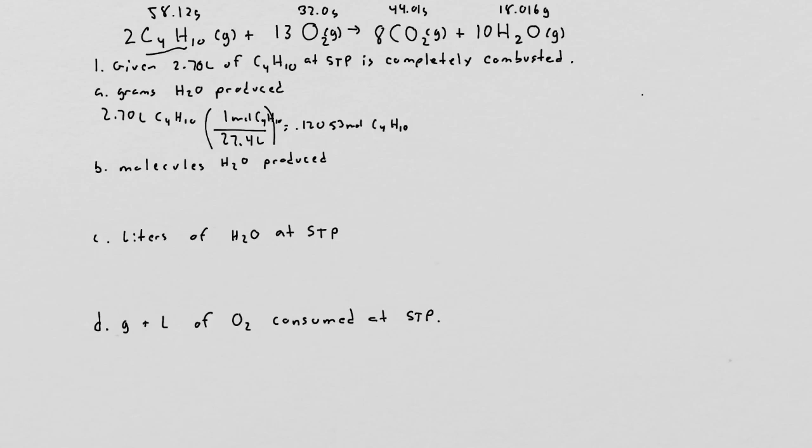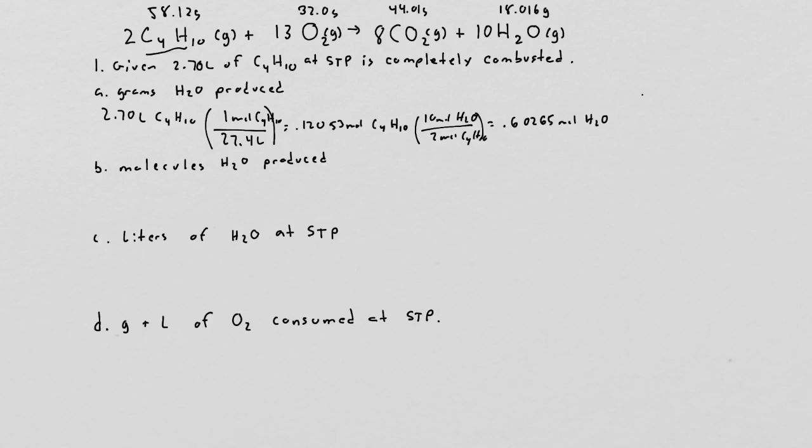So the first question is, how many grams of H2O are produced? Well, the ratio of moles of C4H10 to water is a 2 to 10 ratio. So for every 2 moles of C4H10, I get 10 moles of water. And basically, that's 10 over 2. I'm basically multiplying this number by 5. And when I do that, I get 0.60265 moles of H2O.